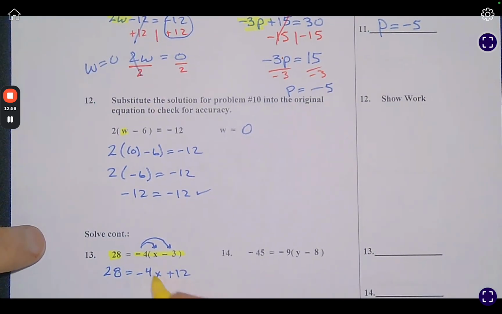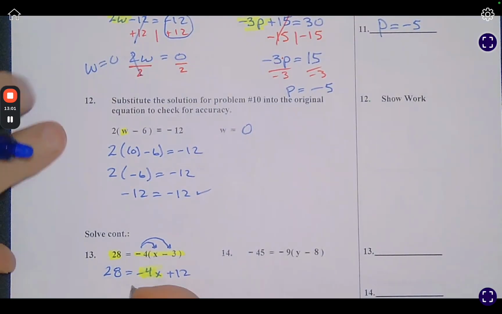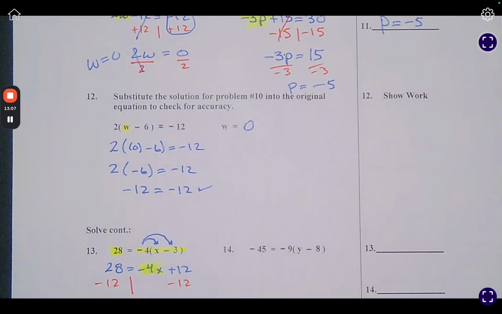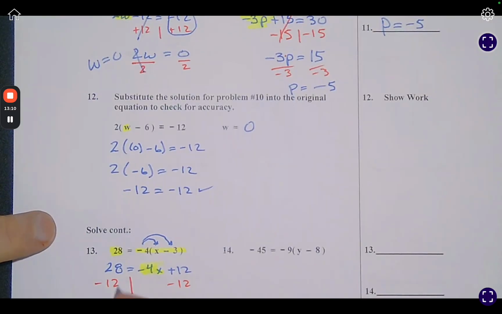Identify that variable term right there. Inverse operations, I want to move my constants out of the way and move it over with the other constant. So opposite of plus is minus. So that's going to give me a whole lot of, what is that? Equals 16.